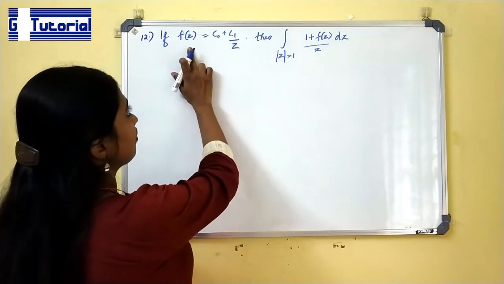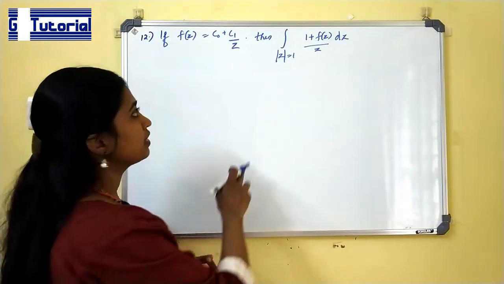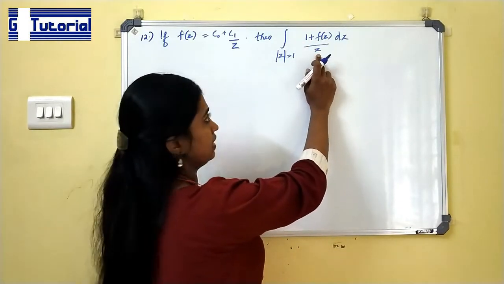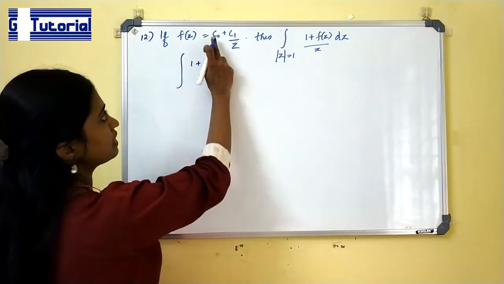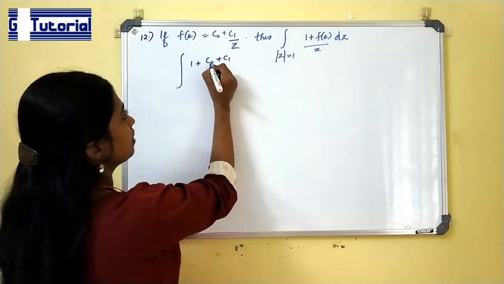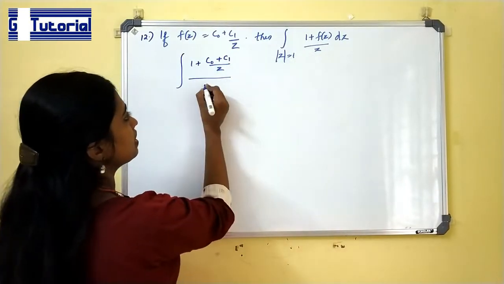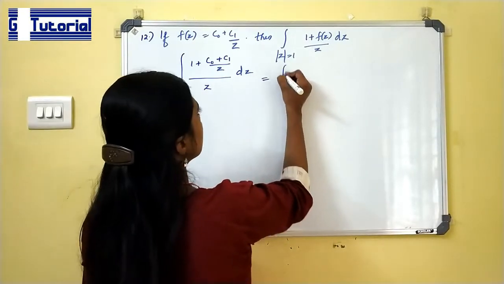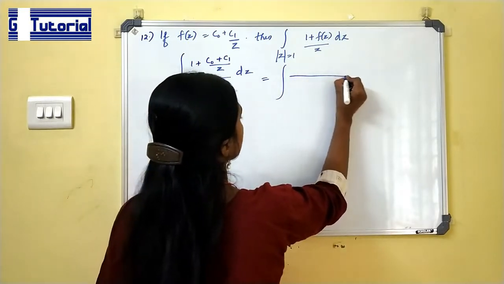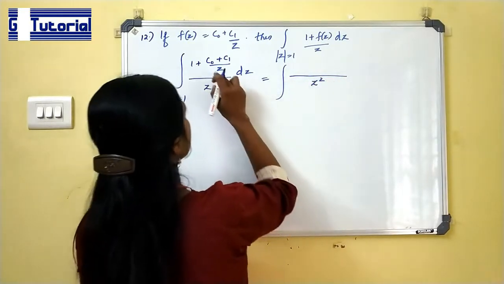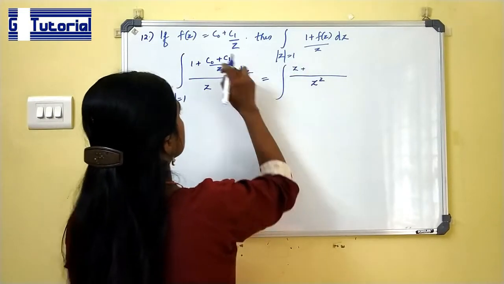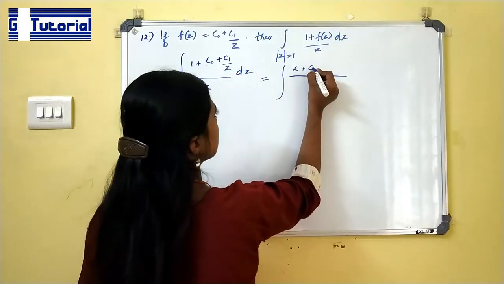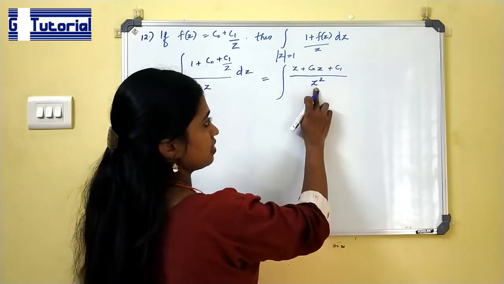This is the next question. Here f of z is c0 plus c1 by z. Then we are asked to evaluate the integral of 1 plus f of z by z. That is, we have defined 1 plus f of z as c0 plus c1 by z, whole divided by z dz. And the region of integration is the unit circle. Let us take the LCM, and this will be z square. Here the LCM is z, c0 plus c1 divided by z, so z plus c0 z plus c1 by z square dz.